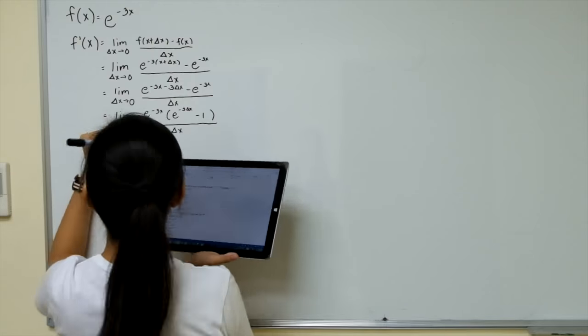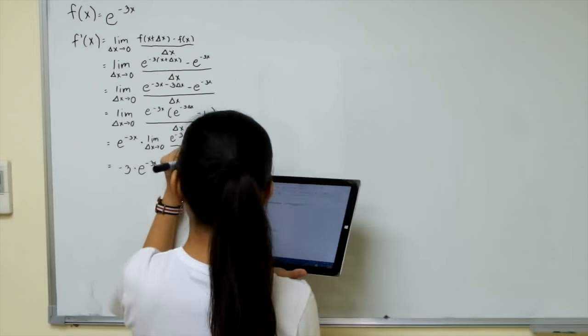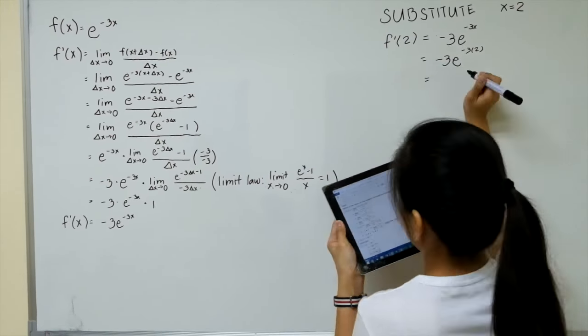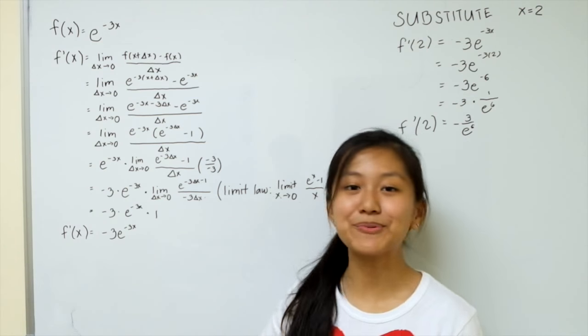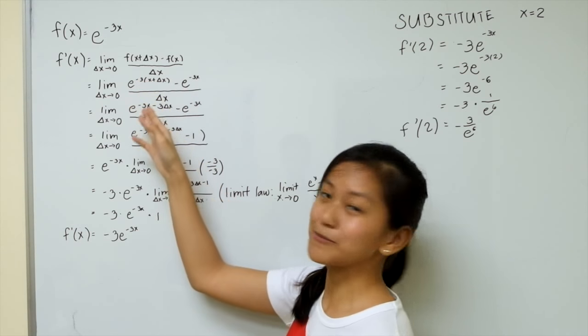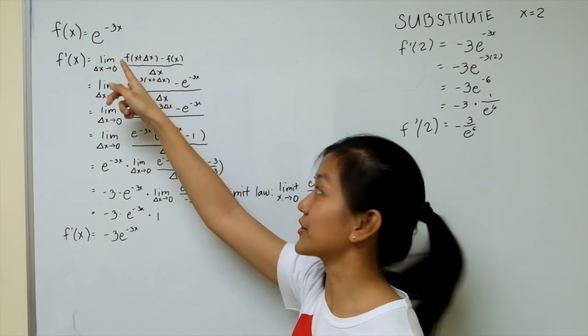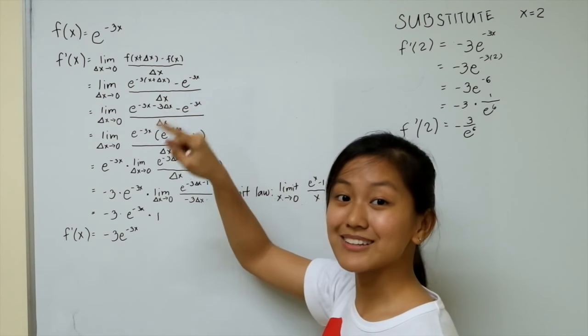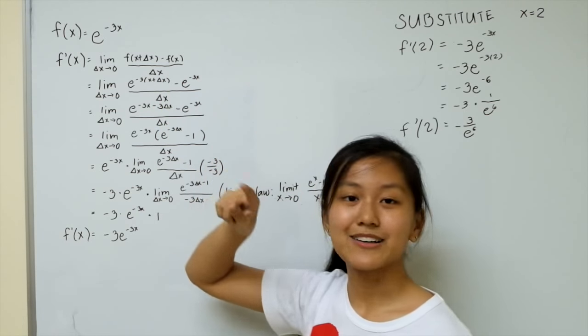For the hard example, we're going to find the slope of a tangent line using the limit process, but for our example, the function is exponential. So our example for today is f of x is equal to e to the negative 3x. So using the limit process, we substitute the x in the function with x plus delta x, which results in e to the power of negative 3 times quantity x plus delta x.